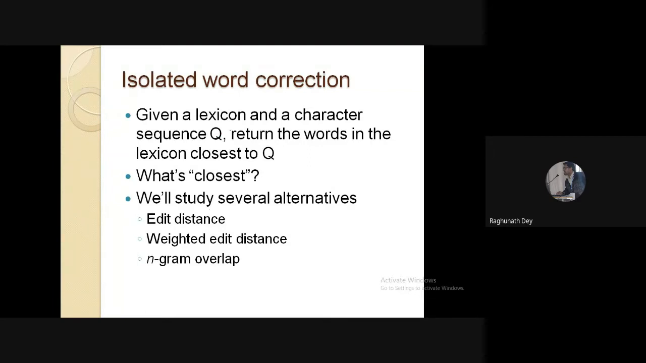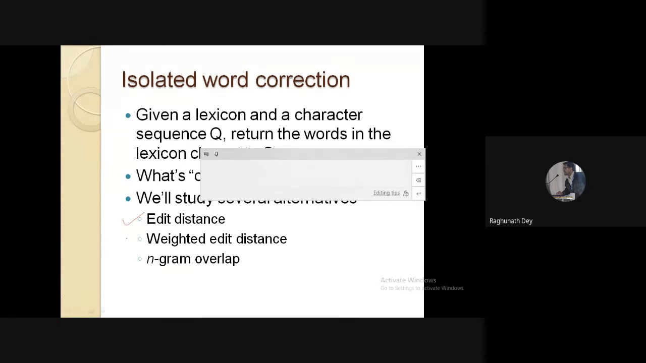So for the first one, where the word is corrected in isolated form, you may use several techniques to make it correct, because you assume that whatever terms or words were written by the user may have some wrong characters, or were written wrongly. So what are the different ways that can be adopted to make it correct? The first is the edit distance approach. The second, quite related to edit distance, is called weighted edit distance. And the third is n-gram overlap.